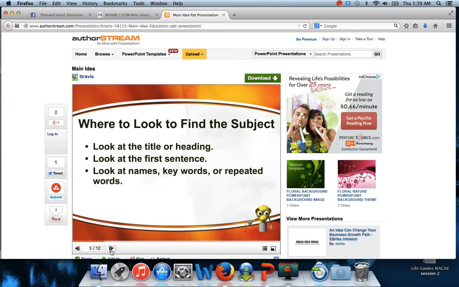So you can look at the title or the heading. Usually it's right there in plain English. Or look at the first sentence. Or look at names or keywords or repeated words. Like I said before, a really good practice to get into is to write down or circle, if you can, or highlight those words that are repeated or words that are italicized or bolded in the article because they are important.